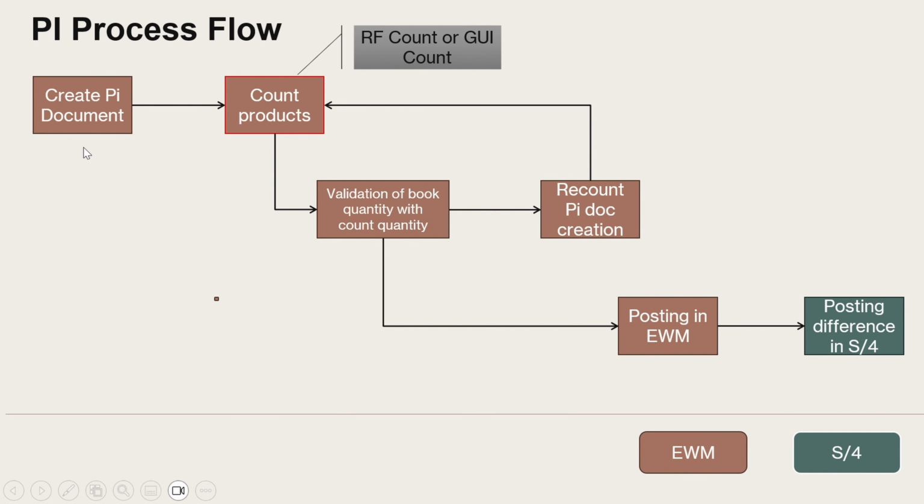Once the PI document is created, the next step is counting. In this counting process, the warehouse operative will physically go to the bin location, count the products, and input the count value. This can be done in an RF device as well as in the SAP GUI screen. In this video particularly, I will explain the counting.